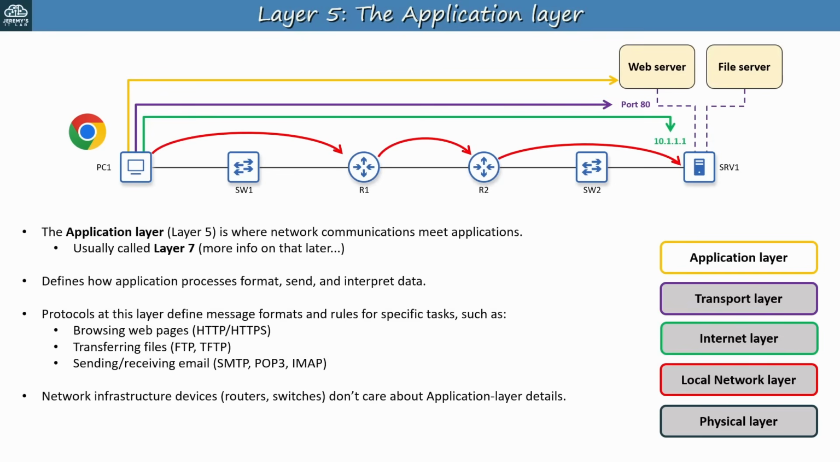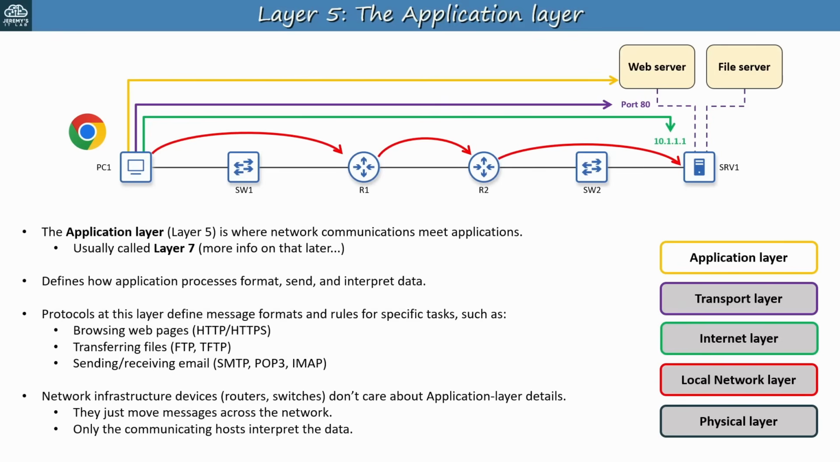Network infrastructure devices like routers and switches typically don't care about application layer details. This is too high level for them. They just move messages across the network. Only the communicating hosts, PC1 and server 1 in this case, actually look at and interpret the application layer data.